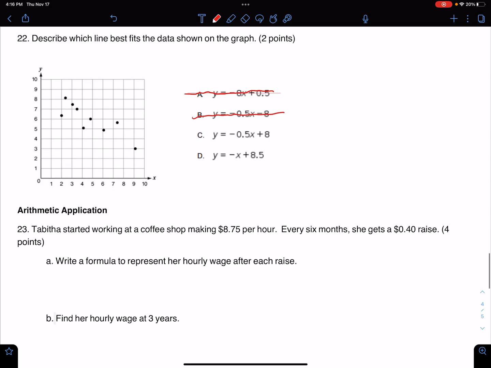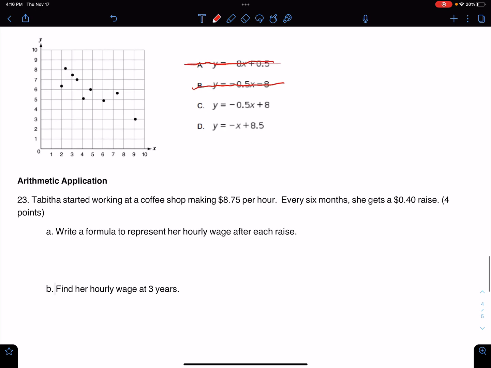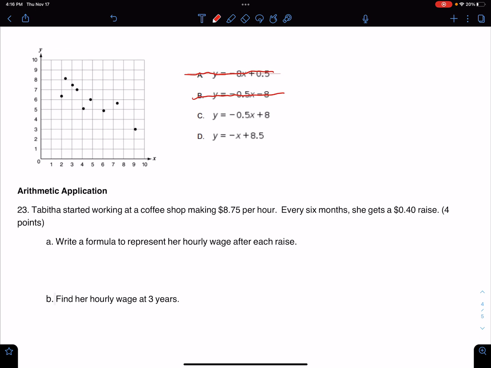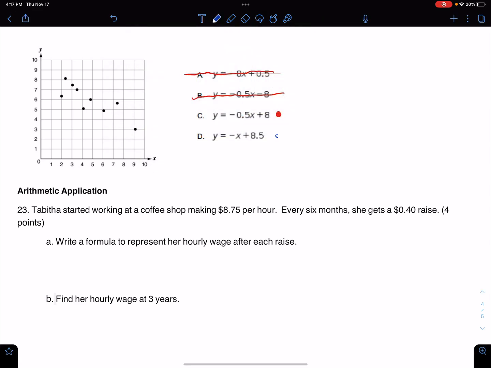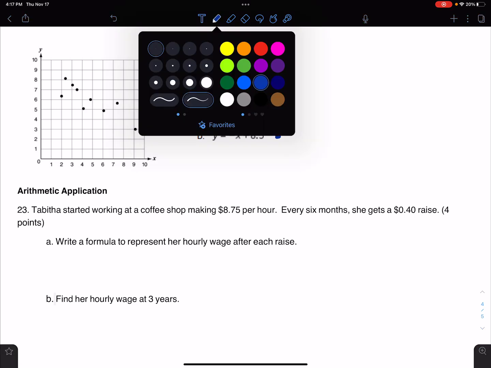Just eliminate the ones that make absolutely no sense. Okay? So letter C is negative 0.5x plus 8. D is negative x plus 8.5. So what I'm going to do is graph both of these. This one I'm going to graph in red. This one I'm going to graph in blue. What I want you to decide is which one makes more sense. So I'm going to graph C first.